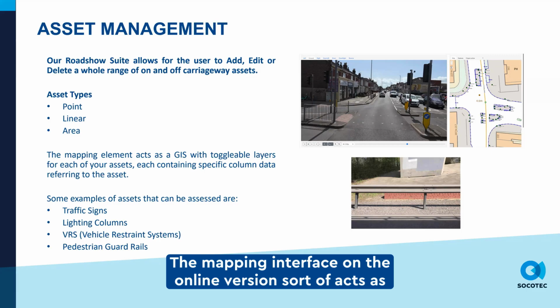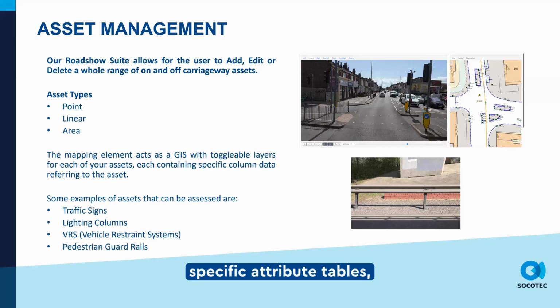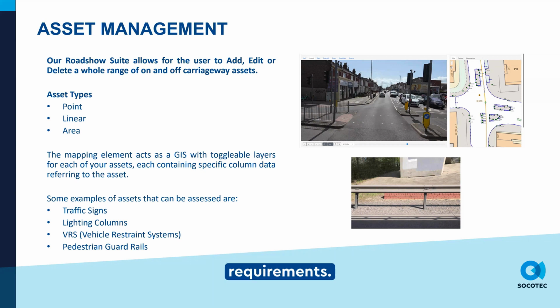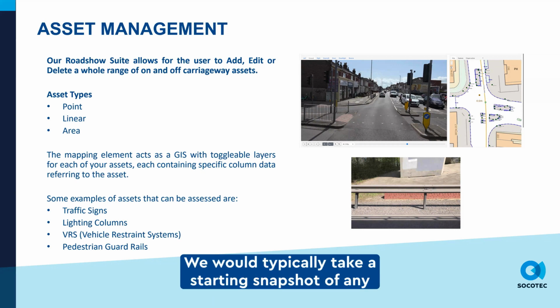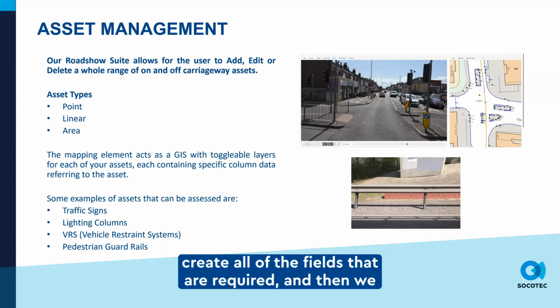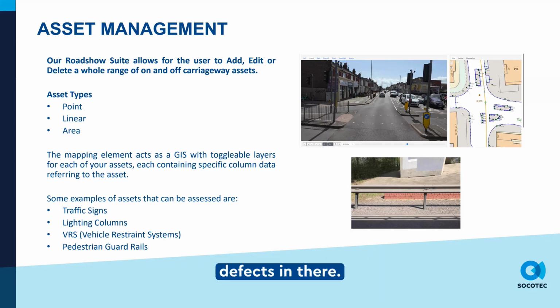The mapping interface on the online version sort of acts as a mini GIS with multiple toggleable layers and asset-specific attribute tables, all of which can be customized to the user's requirements. We would typically take a starting snapshot of any asset database, load that in, create all of the fields that are required, and then we sort of hand it over to the client for you to manage your defects in there.